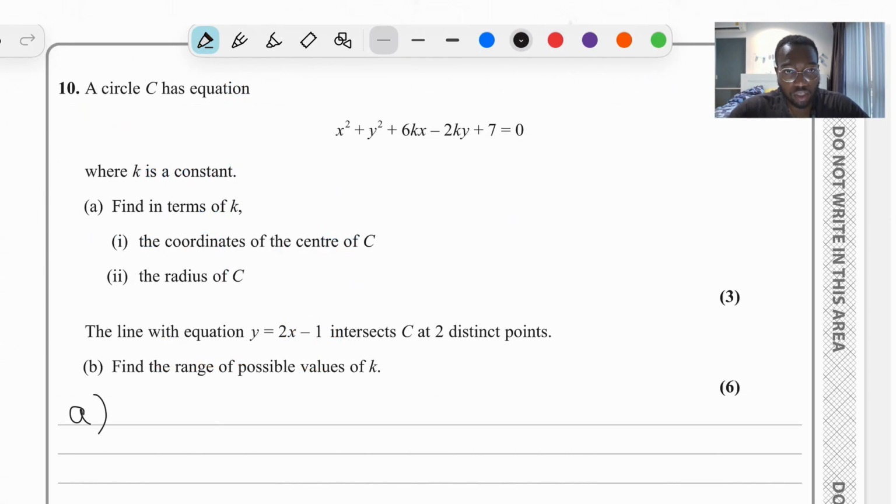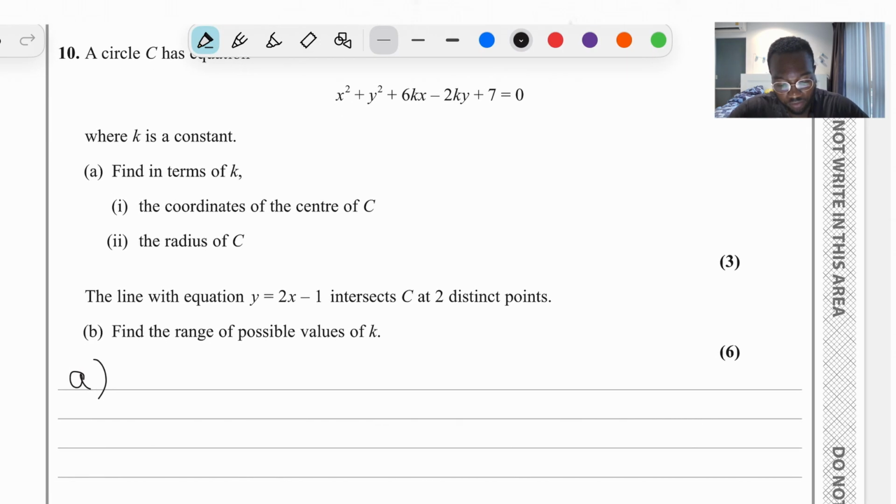This question, we have a circle here, and we need to find, in terms of k, the coordinates of the center C and the radius of C as well. So this question, we need to do a bit of completing the square first. So if we complete the square, what do we get? Well, let's rearrange this. Let's put all our x's together first, okay, so x squared plus 6kx. Get our y's together. So y squared minus 2ky plus 7 is equal to 0.